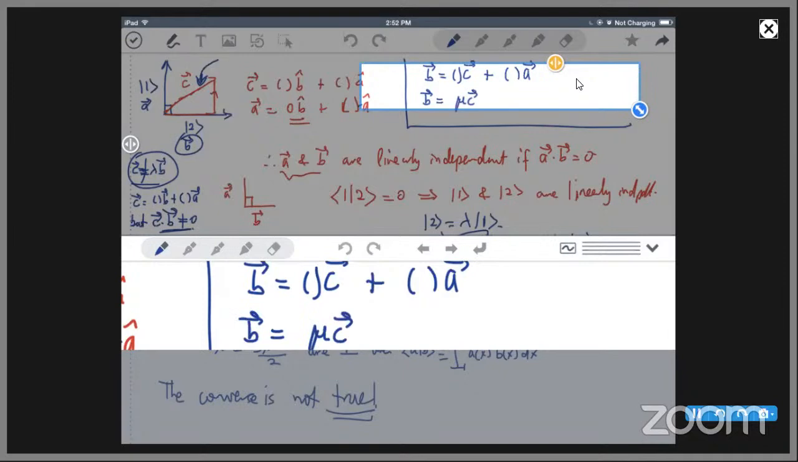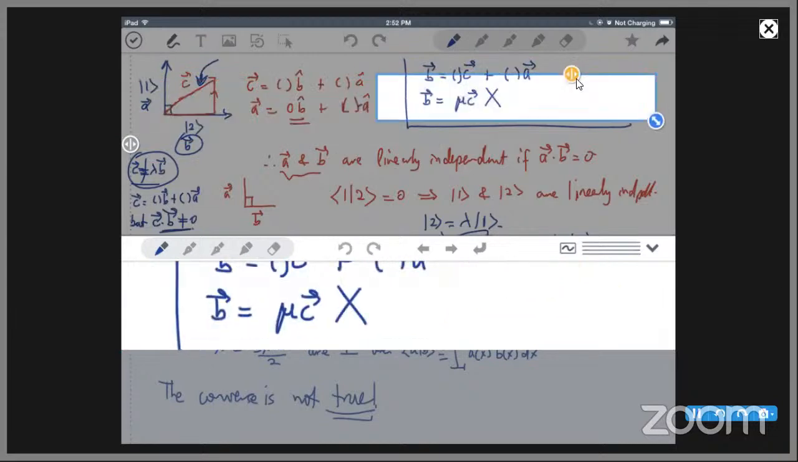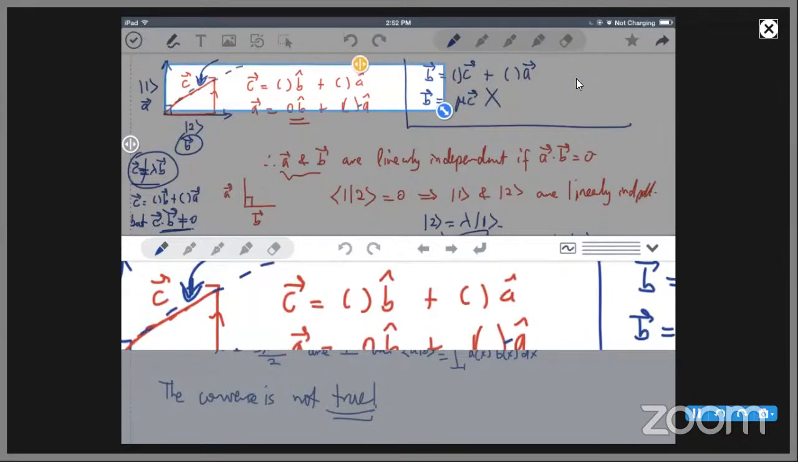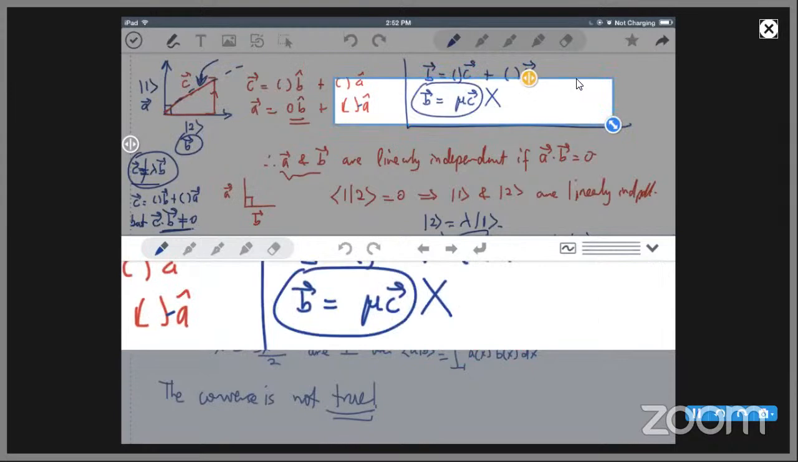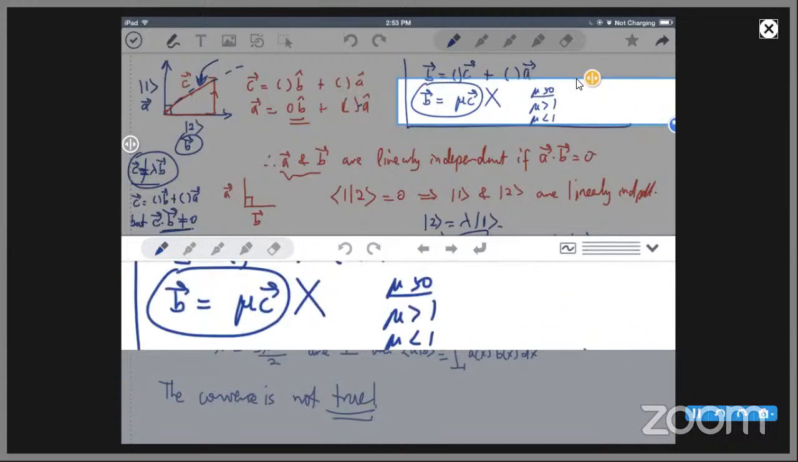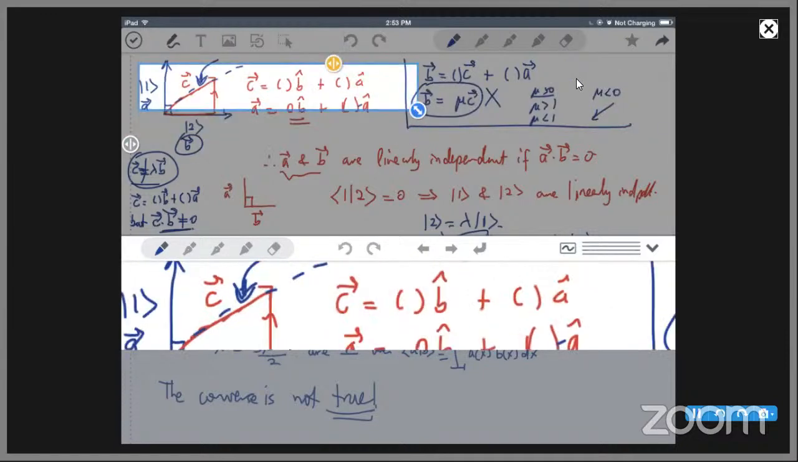Okay. So this cannot work in B and C. So B is not just that you scale C, you make it longer or you make it smaller. Okay. So this means you make it longer or you make it smaller, or you make it go back. Okay. So you make it longer if mu is greater than 1. You make it smaller if mu is less than 1. Okay. In this case, mu is positive. Okay. Or you can reverse the sign. Means you make it go backwards. Okay. But you can see that B is not just some length times the other one. Okay. Is everybody still with me?